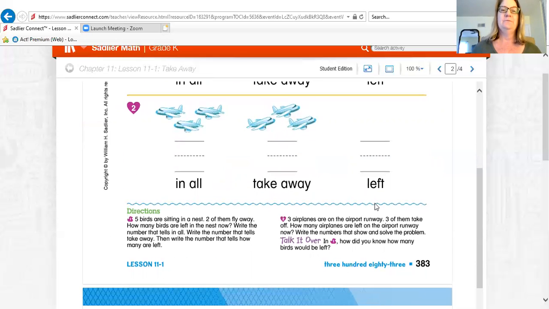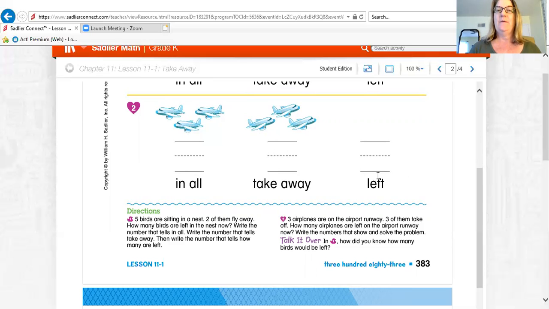Card number 2, we have airplanes. How many airplanes in all? Remember, we start with the in all number first. 1, 2, 3. You'll write your number 3 here. How many are taken away? 1, 2, 3. So what do we write on this line? That's right, we write 3.